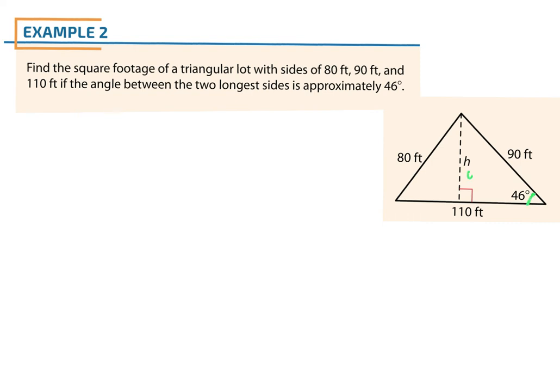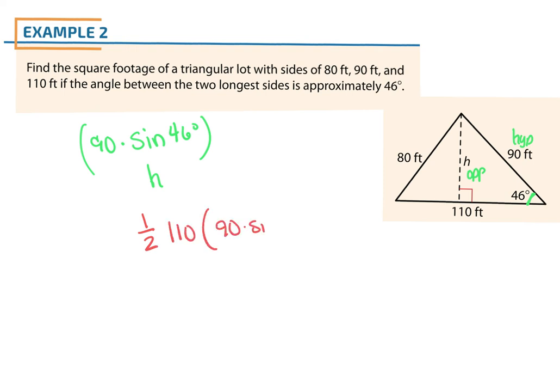So once again, I'm going to label it. My height is opposite. The hypotenuse is 90 if I use this angle, this triangle right here. So the sine of 46 degrees times that 90 should be my height. And then I can plug it in: 1/2 my base, 110, times my height. And that will give me my area. So this creates this formula here.